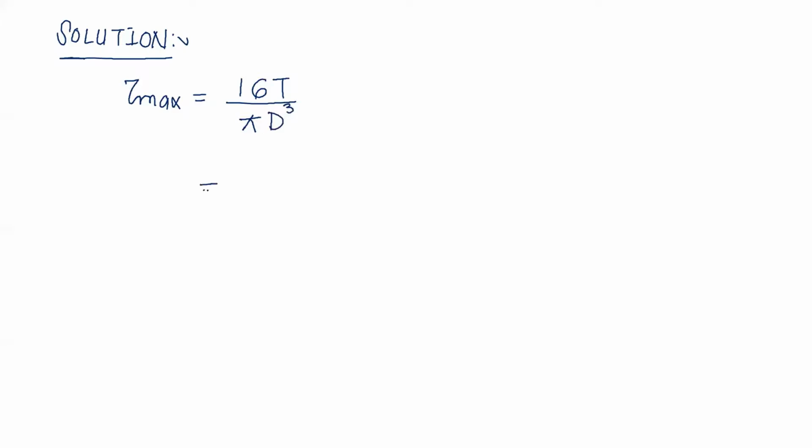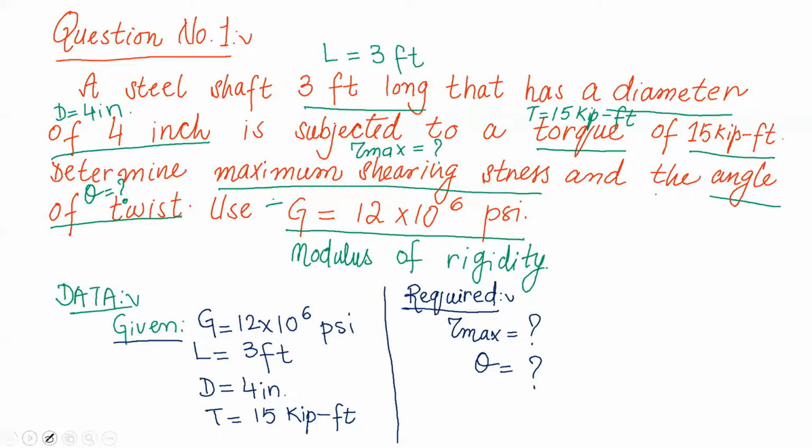So I am moving towards the next slide, and let's see how we are going to solve a numerical. So there I am going to write down the solution of question number 1. What do we have to find out? Tau maximum. The tau maximum formula we have is 16T divided by pi d cube. The value of torque is 15 kip-feet, and D is 4 inches.